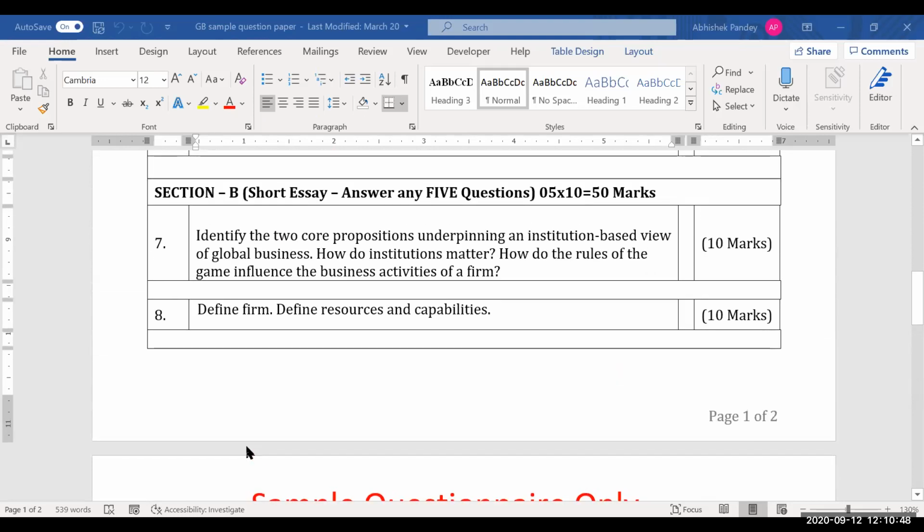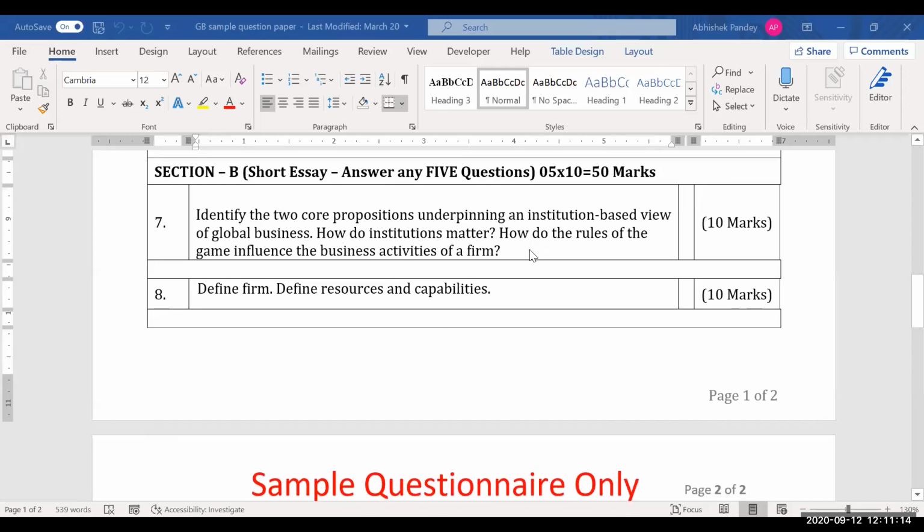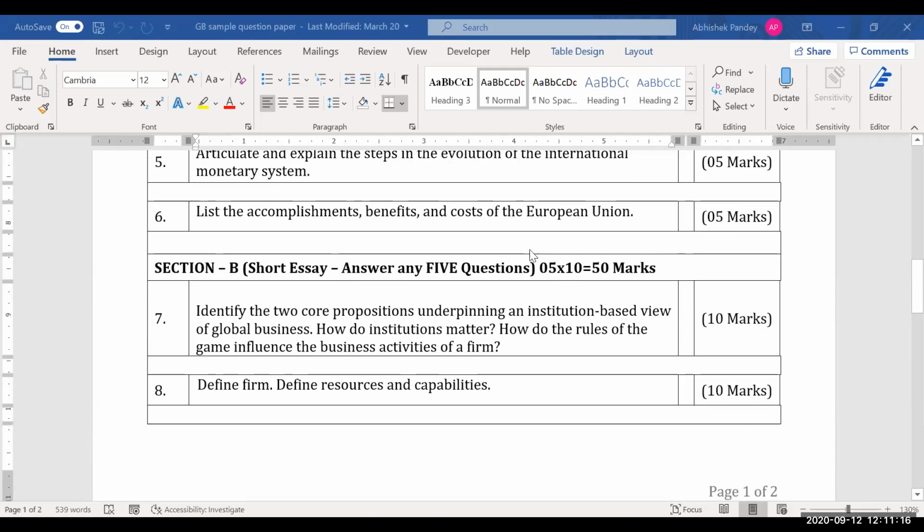And these can be detailed questions, right? So for example, here we talk about institution framework. So what are the 2 core propositions underpinning an institution-based view? How do institutions matter? How do rules of the game influence? So you have to explain the entire institution framework in detail, and always use visualizations wherever needed.